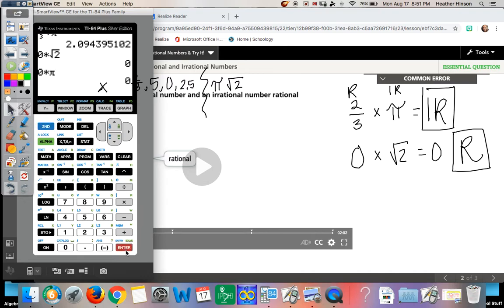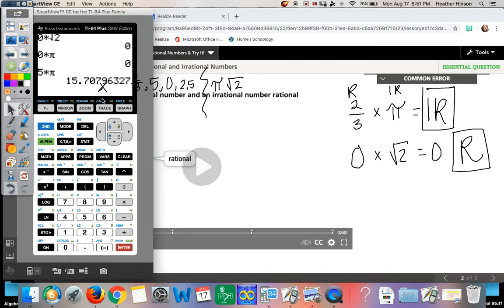It's still 0. Everything else we try on our rational and irrational list, if we multiply it, is all going to give us crazy decimals. So you can go through and try 5. You can try 2.5. And I'll do those for you.